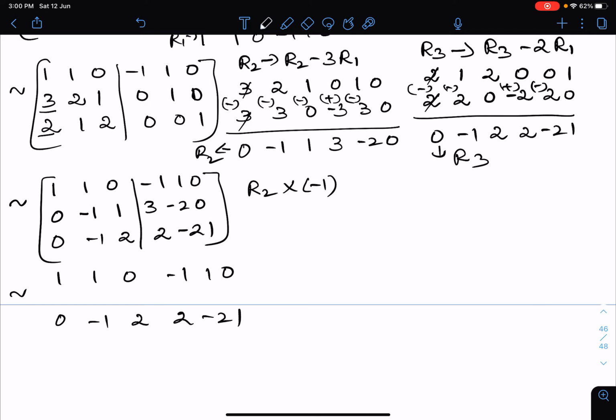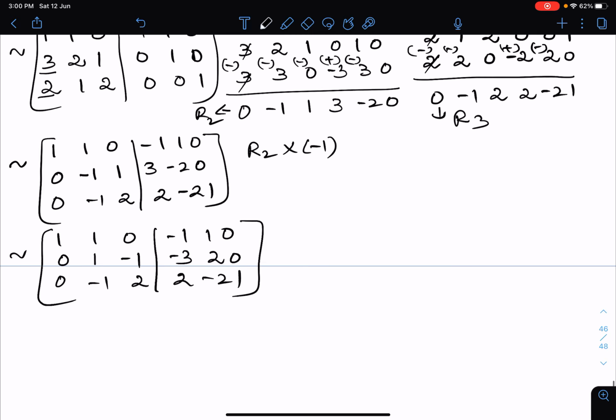So only here you are going to multiply by minus, so 1, minus 1, minus 3, plus 2 and 0 is going to be your augmented matrix. Okay, equivalent matrix here.